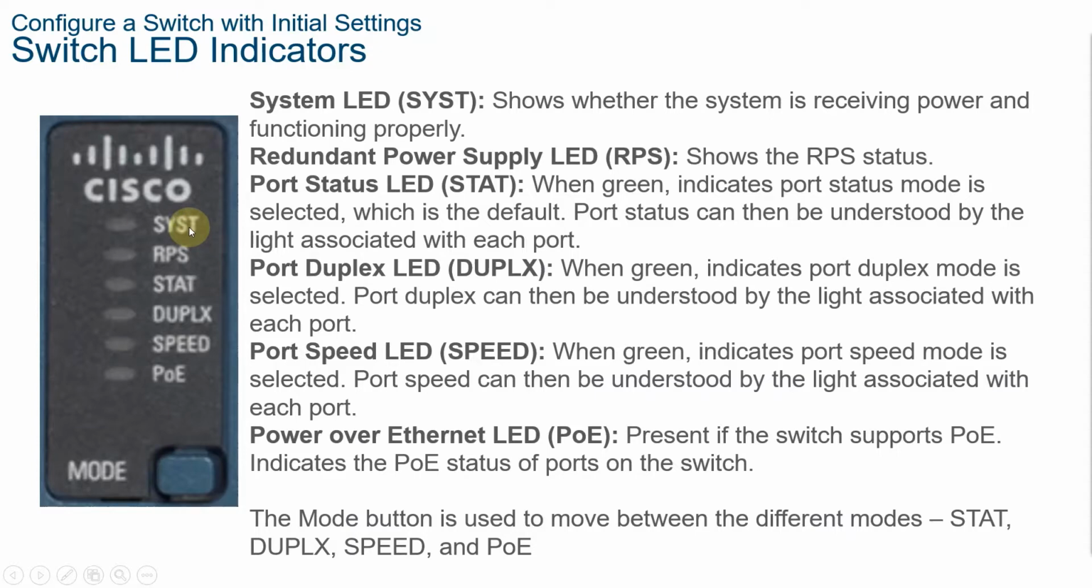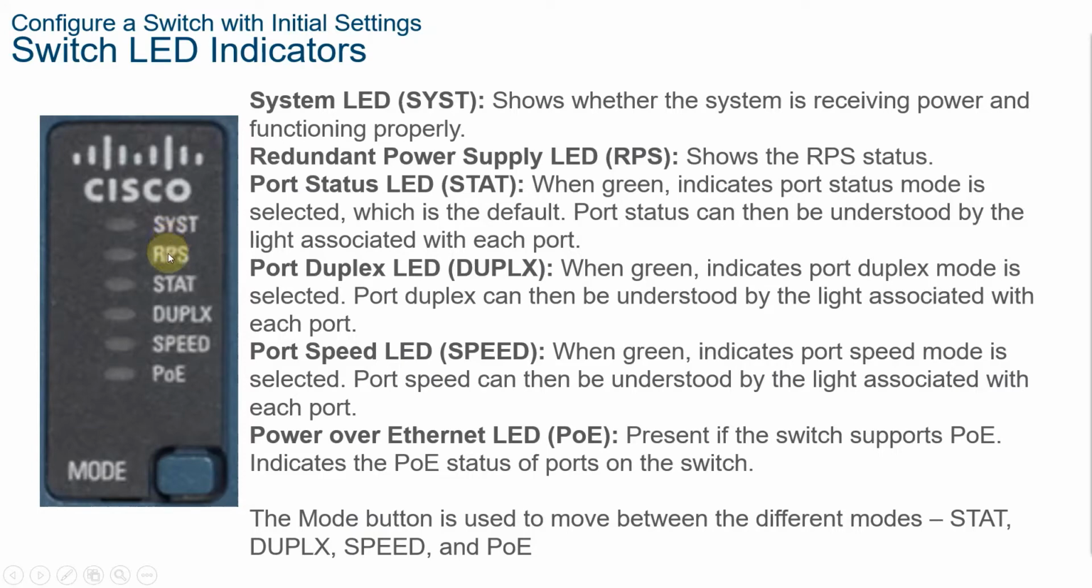The system LED shows whether the system is receiving power and is functioning properly. If the LED is off, it means that the system is not powered on. If the LED is green, the system is operating normally. If the LED is amber or orange, the system is receiving power but is not functioning properly.